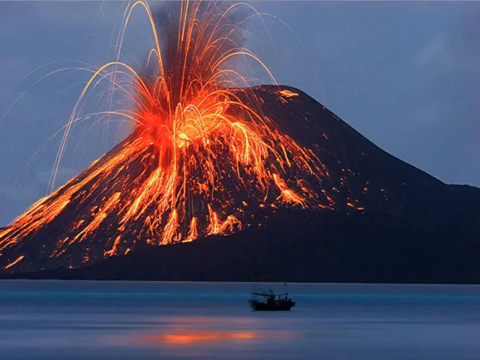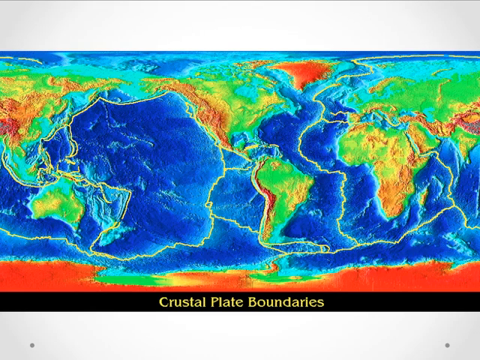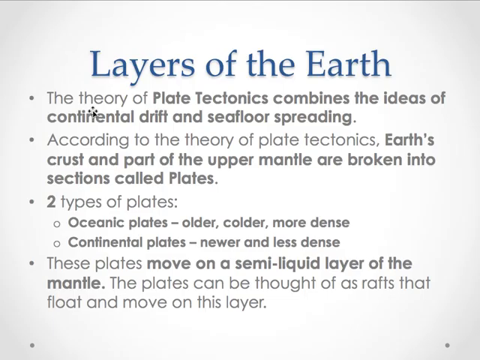So what do things like volcanoes and earthquakes that open up huge rifts in the earth have in common? The idea is that all of these different geological features are made because of plate boundaries. Those are those yellow lines that you're seeing right here. So before we get too far into plate tectonics, we need to know about the layers of the Earth.